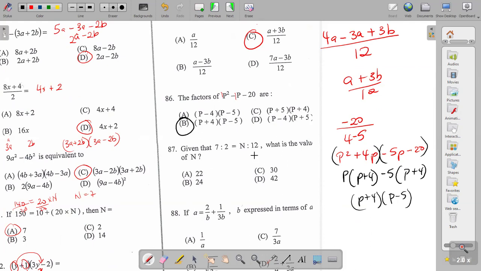All right, this is equivalent fractions. How do I go from 2 to 12, multiplied by 6? So this number is times 6, which is 42.